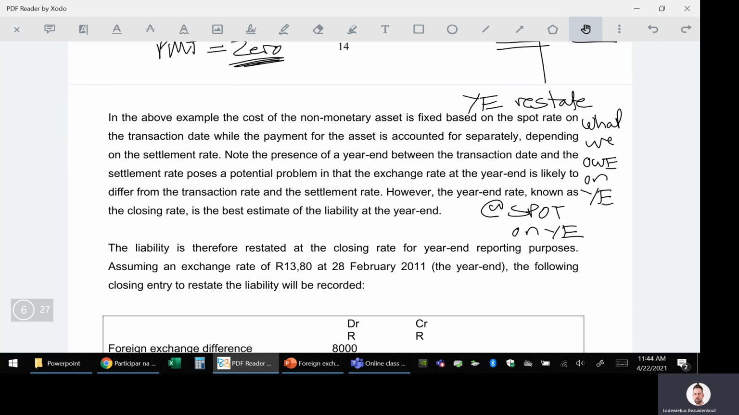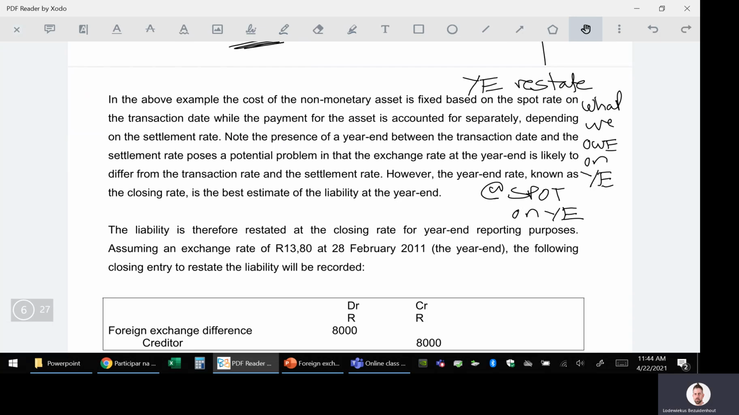So the closing rate is used for that. We restate everything that we might owe at year end for reporting purposes. If the year end exchange rate is 13 Rand 80 and the transaction rate was 13 Rand 72, the year end rate is 13 Rand 80. So there is an increase in the rate.